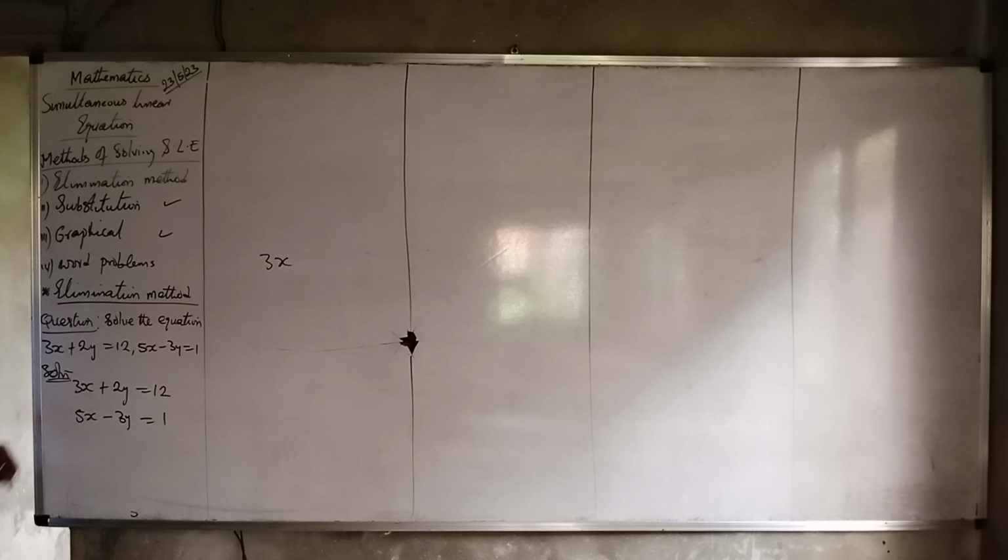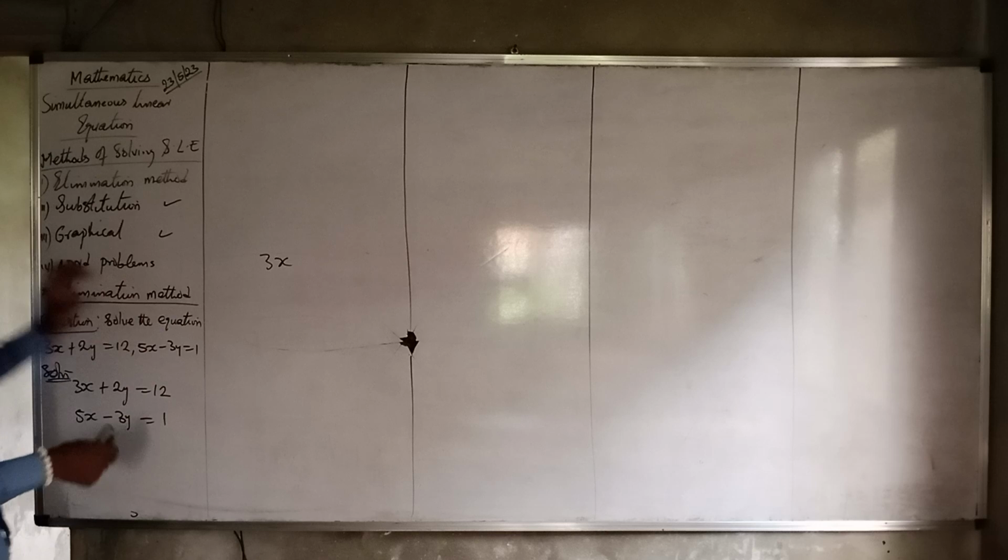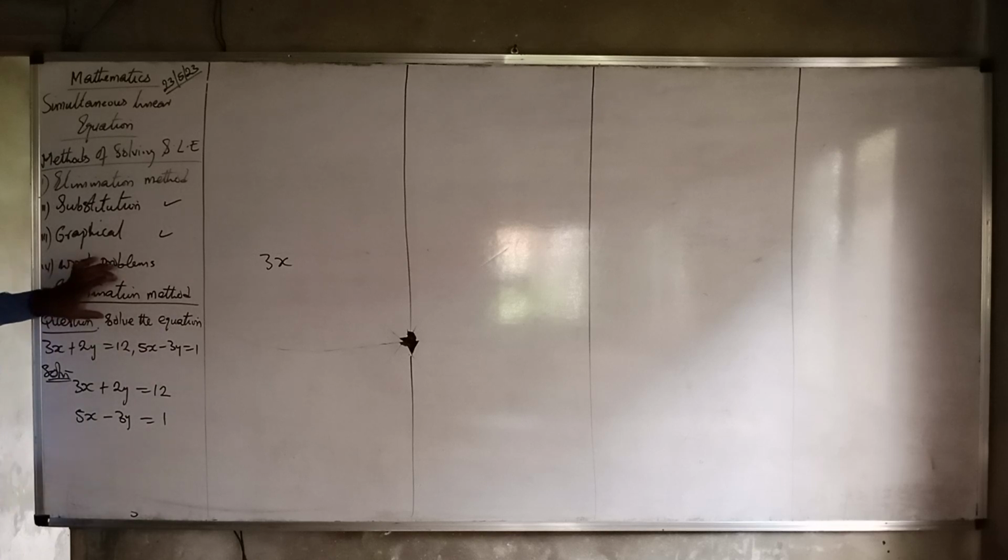Now, the coefficients. What are the coefficients of the unknowns? Coefficient of x is 3. Coefficient of y is 2. Coefficient of x is 5. That of y is 3. So you can see that none of the coefficients is 1. That's why we're using this method, the elimination method.